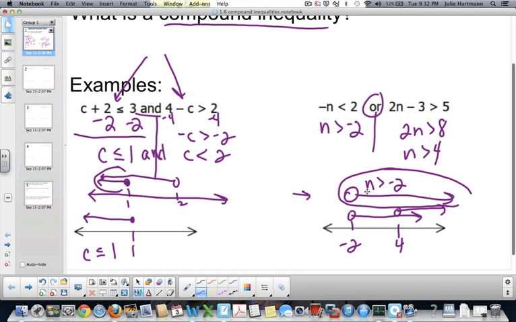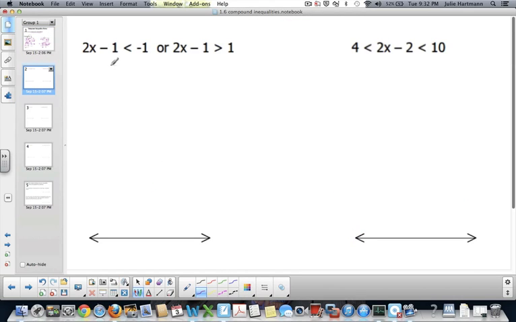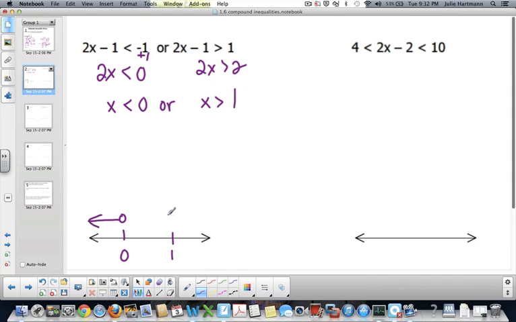Okay? All right, let's do some more. For this one, here we add the 1, so you have 2x is less than plus 1, here that's 0. Divide by 2, you get x is less than 0. Or add the 1 here to get 2, divide by 2, x is greater than 1. So less than 0 or greater than 1 looks like that, and that's perfectly fine. Okay, this is what you would give for your answer along with the graphical solution.